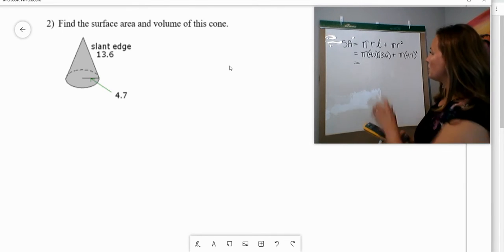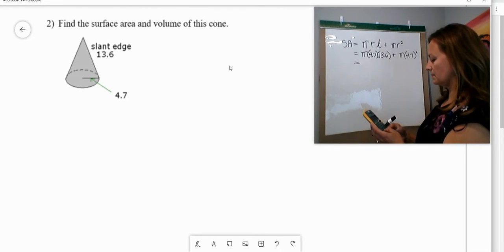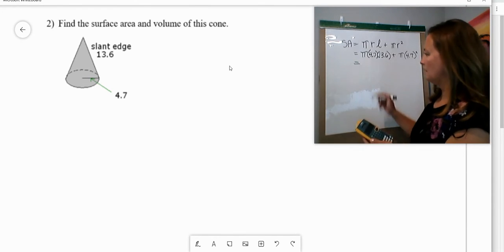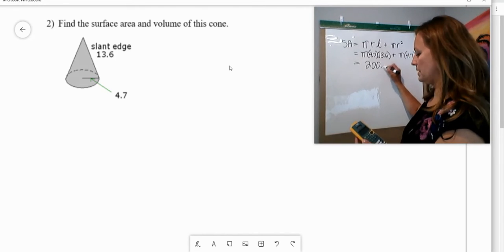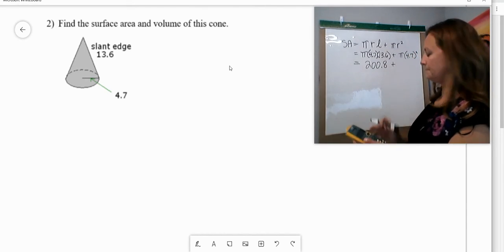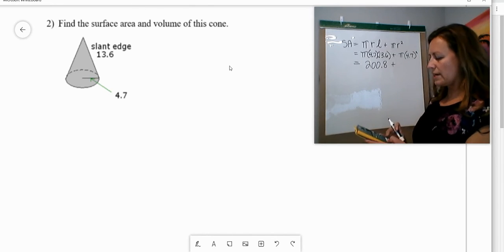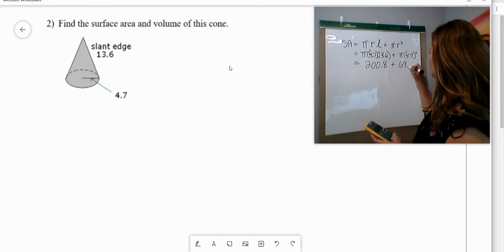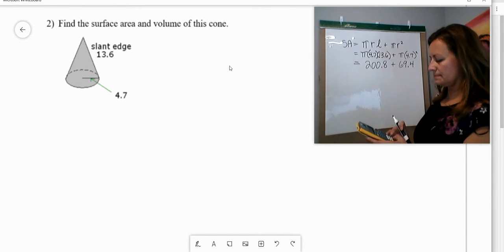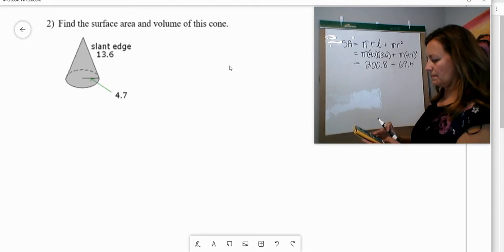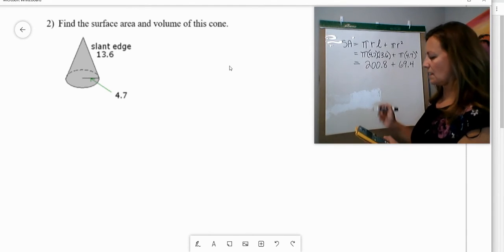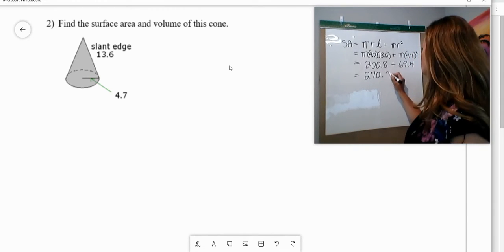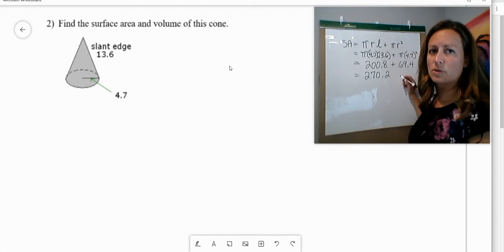So I'm going to start with 4.7 times 13.6 is 63.9 times pi. This part is 200.8. That's my lateral area, by the way. And 4.7 squared times pi is 69.39. So add these together, and you get 270.2. And this would be in units squared for surface area.